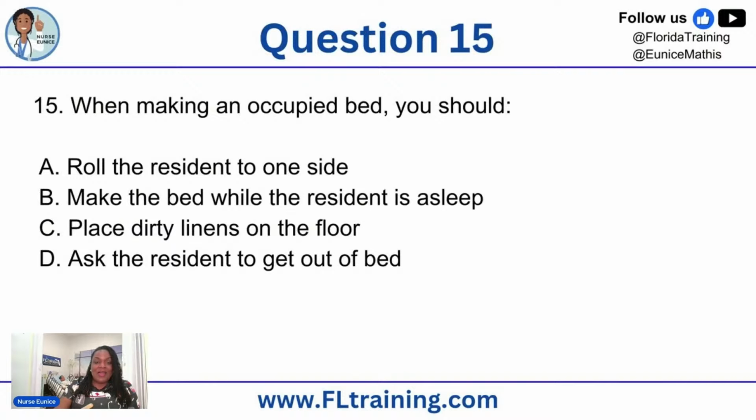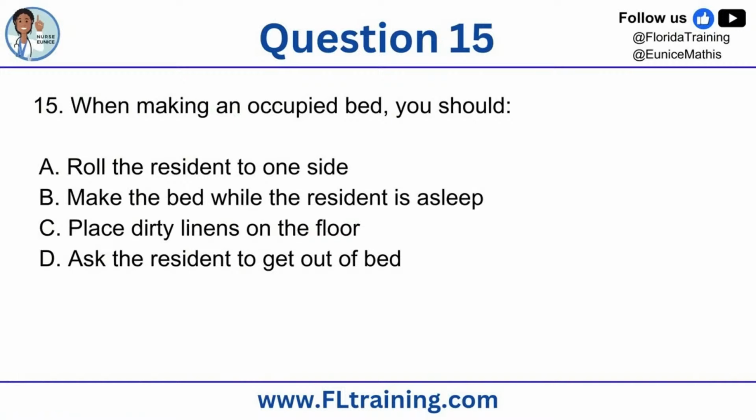Question 15. When making an occupied bed, you should A, roll the resident to one side, B, make the bed while the resident is asleep, C, place dirty linens on the floor, or D, ask the resident to get out of the bed. I want you to think about D. If the resident could get out of the bed, you would not be making an occupied bed. You would have them in the chair. So we know it's not D. So what is the next best response?